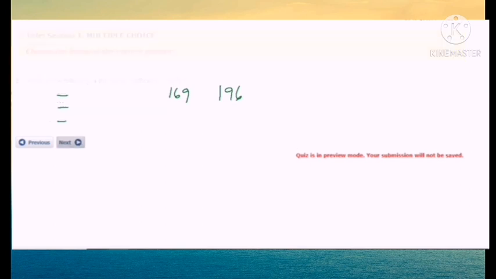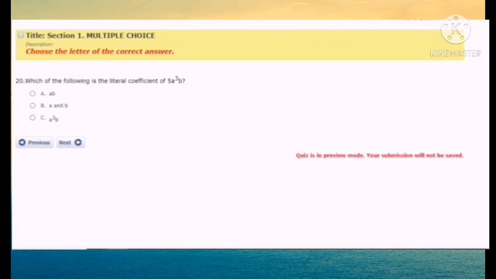Okay, then for number 20, we have which of the following is the literal coefficient of 5a cubed b? Okay, so when we say literal coefficient, they refer to the variables with their exponents or operations involved.